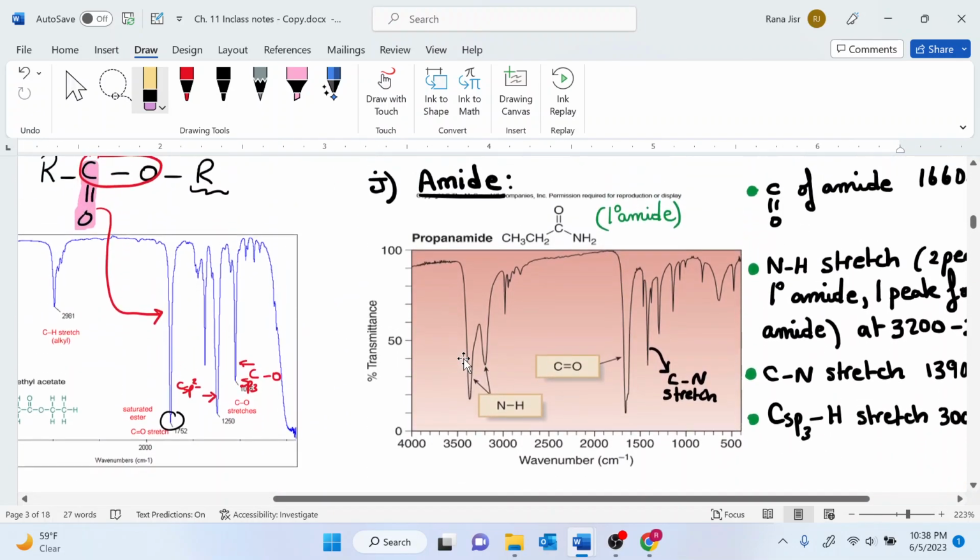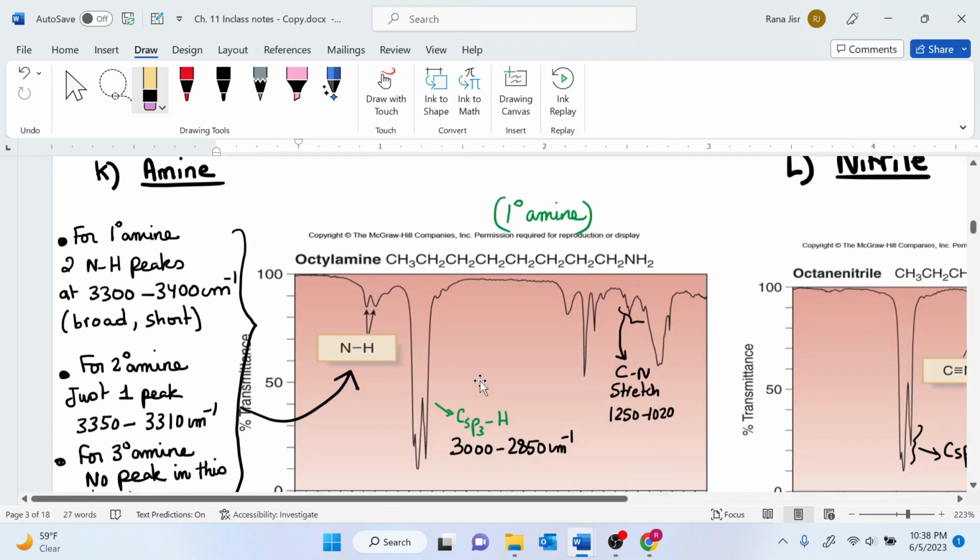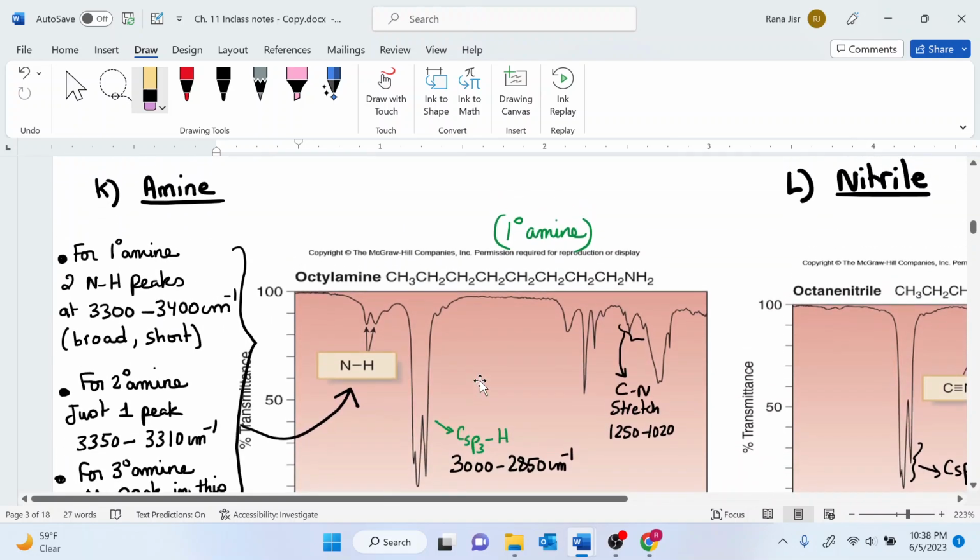So if you have a secondary amide here, then instead of seeing two peaks, you're going to see one peak, because a secondary amide has just one hydrogen next to the nitrogen. So you're going to see just one peak for the amide. For the amine, same idea. Amine doesn't have a carbonyl. It's just NH2. It's an R NH2 in there.